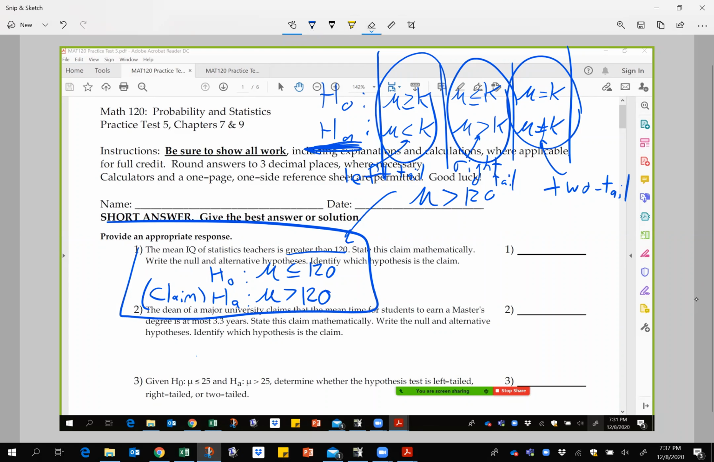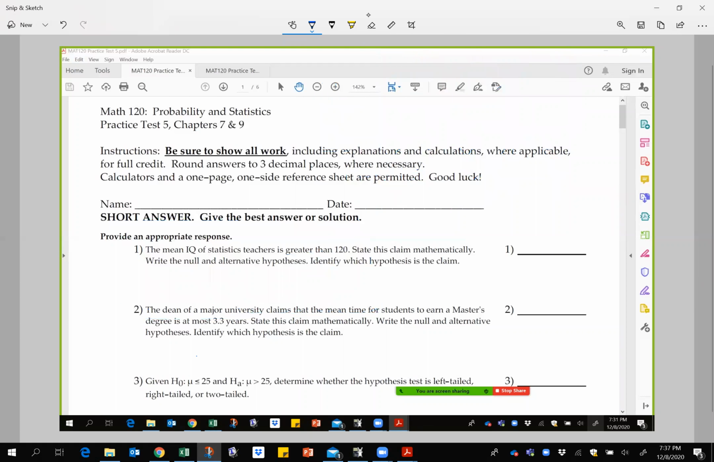let's go ahead and look at the next one then. In question 2, it says, the dean of a major university claims that the mean time for students to earn a master's degree is at most 3.3 years. State this claim mathematically, and then identify which hypothesis the claim is. So again, it should always begin by trying to write down H0 and HA.